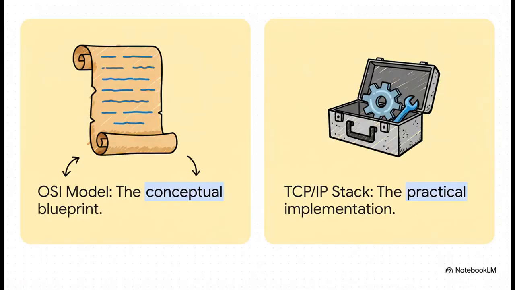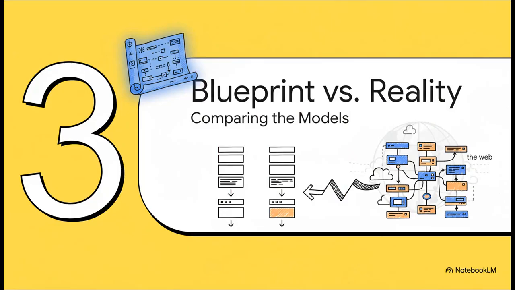So now we've got these two models on the table. On one hand, you have the 7-layer OSI model, our perfect conceptual blueprint. And on the other, you have the 4-layer TCP/IP stack, the practical, get-it-done implementation. It really is a classic case of theory versus reality. So let's actually put them side by side. Let's see exactly how that perfect blueprint maps onto what's really happening out there on the internet right now.